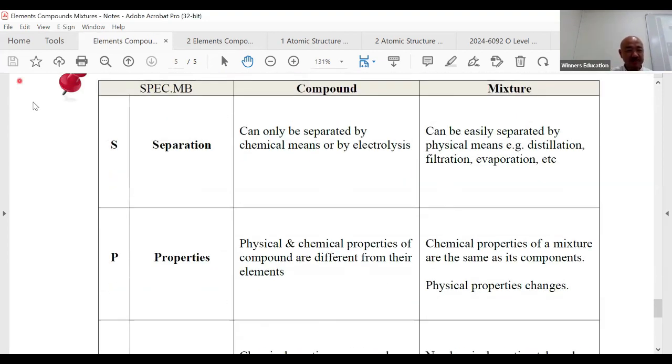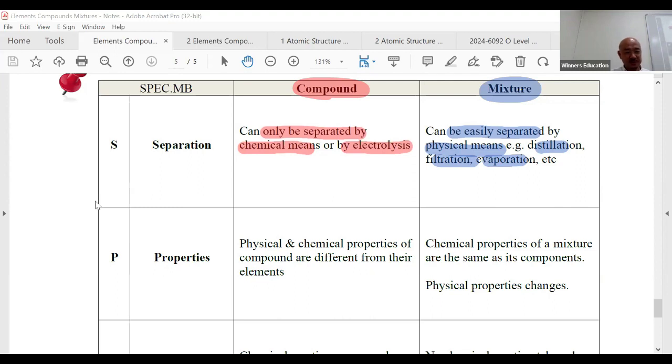Okay, separation. Let me use two different colors. Compound, mixture. We talked about this before. A compound is pure, but it can be separated by chemical means or by electrolysis. I can break it into its elements or smaller compounds. I can break it up using a harsh method like this. A mixture can be separated, and doesn't need a chemical reaction. You just use physical separation means like distillation, evaporation, filtration, and so on. Done. 1 mark. Separation.